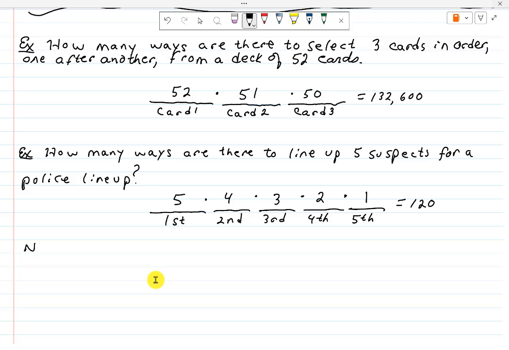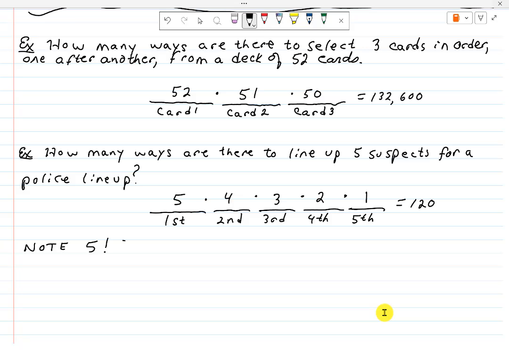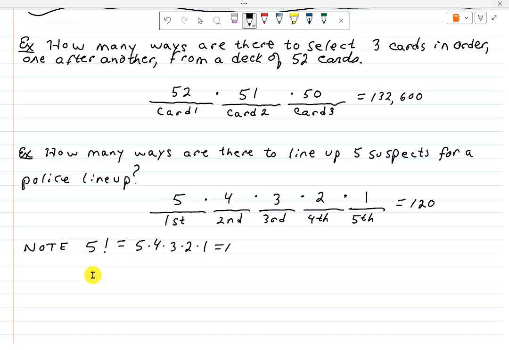Note, try to find this symbol on your calculator. There is a notation for when you take 5 times 4 times 3 times 2 times 1. They call it 5 factorial. This is whenever you take a whole number and you multiply down like this until you get to 1. That's factorial. See if you can find factorial, as it will appear in our work. See if you can find it in your scientific calculator. Anyways, that is, of course, equal to 120.